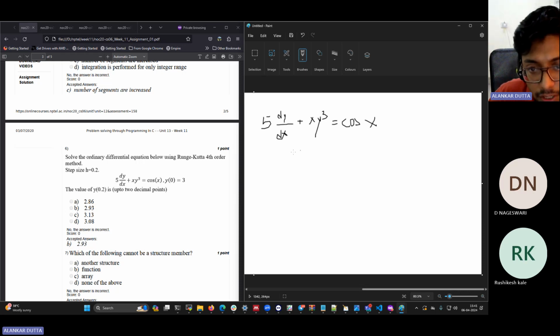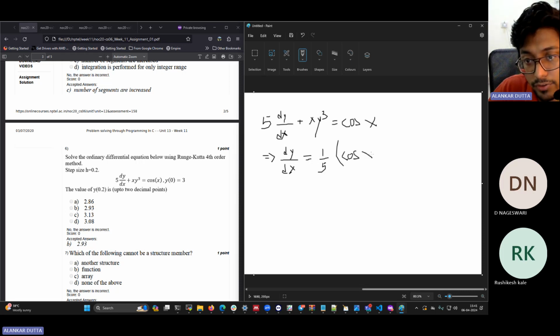Right. So this is the thing. We will be rearranging this. With rearrangement, this will be dy/dx, and this is nothing but 1/5 of cos x minus x times y cubed. So this is the function f(x, y) that we want to find out, right? So let's write this up in VS Code in C.